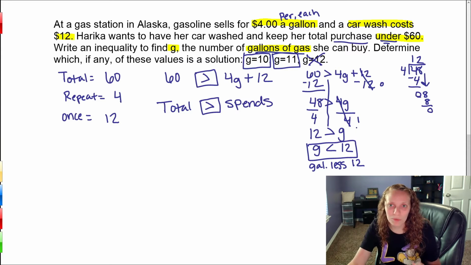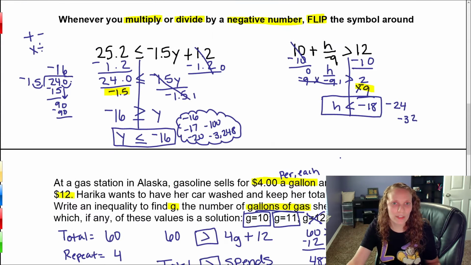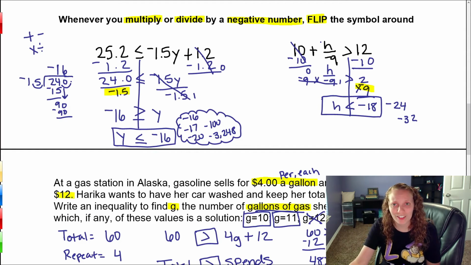Okay guys, we practiced solving inequalities again today. We learned a new rule. If you multiply or divide by a negative number, you must flip the symbol around. Please, please, please do not forget that.